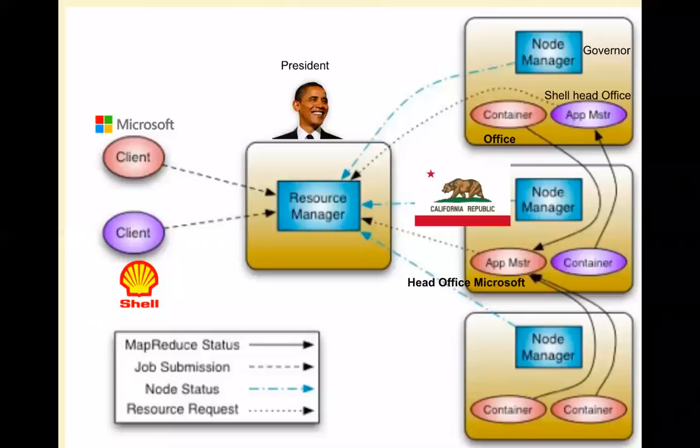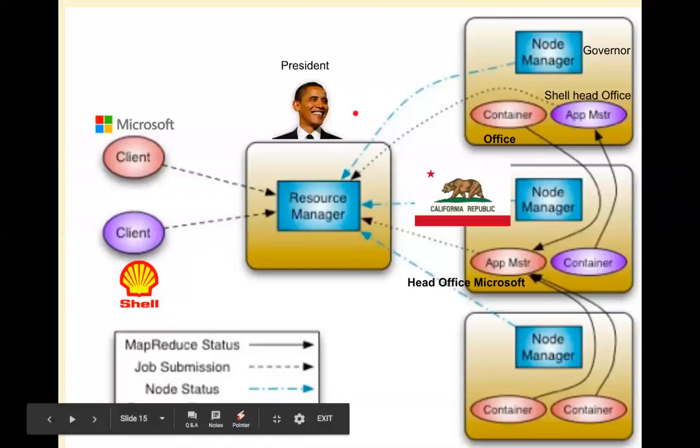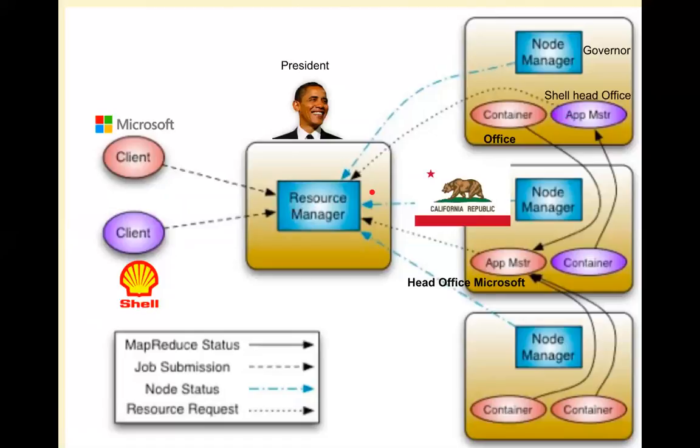A question from Noor is, I don't understand one thing. If node manager is talking to resource manager, then why is app master talking to resource manager? Good question. The app master is nothing but a container. It's basically like a head office. It's a very important idea that the general idea earlier was that the client comes to the resource manager, which creates a container on one of the nodes, and when the work gets done, it returns to the client.